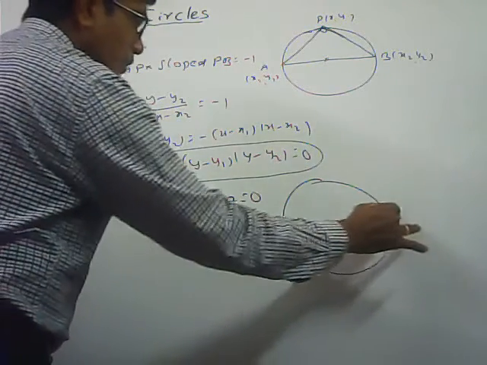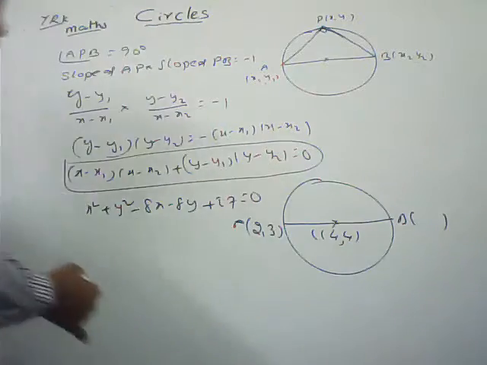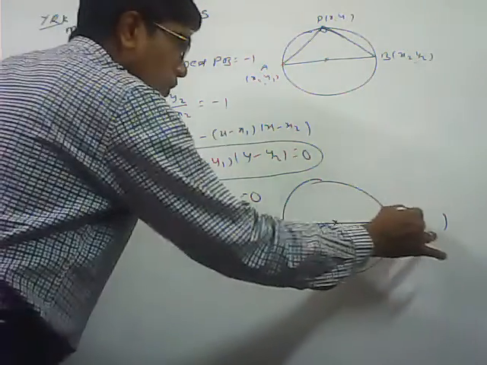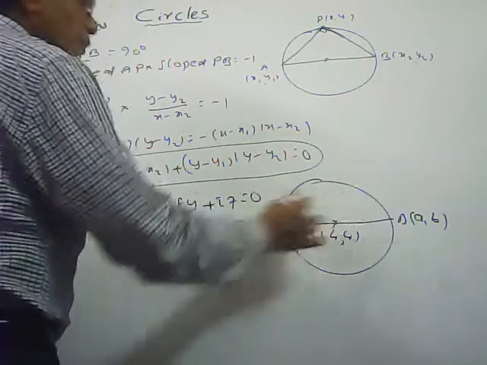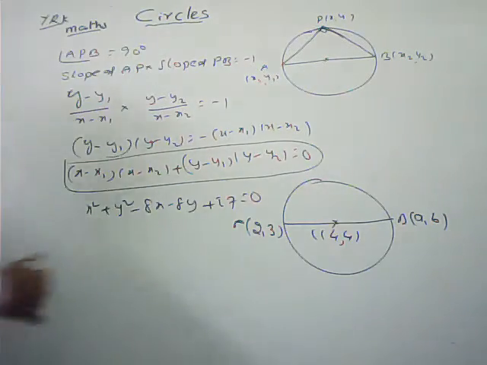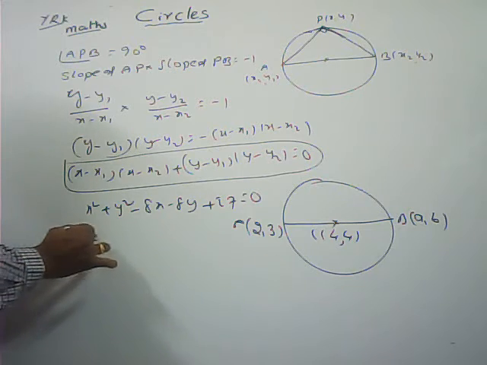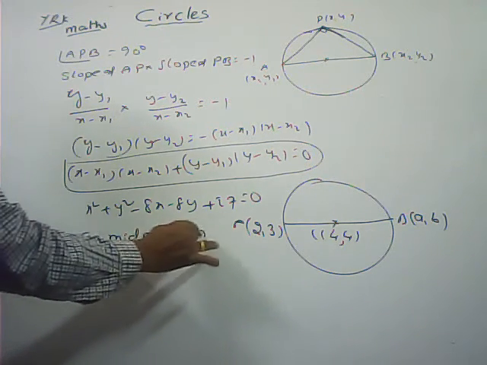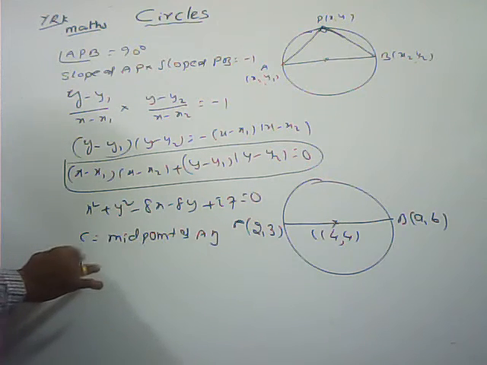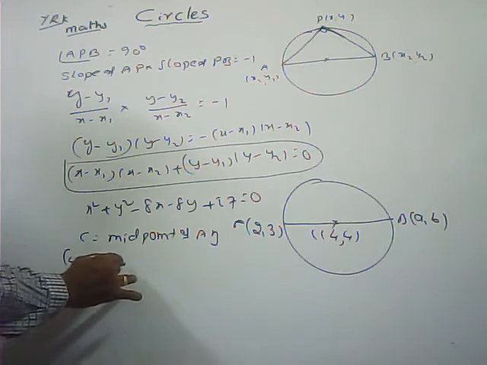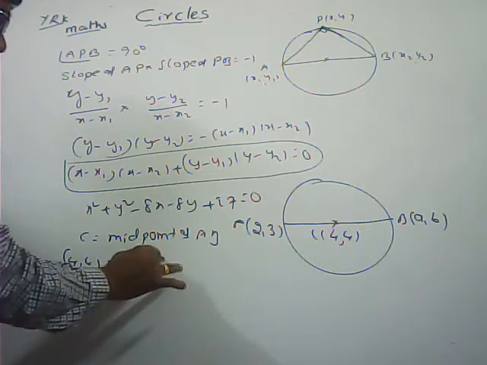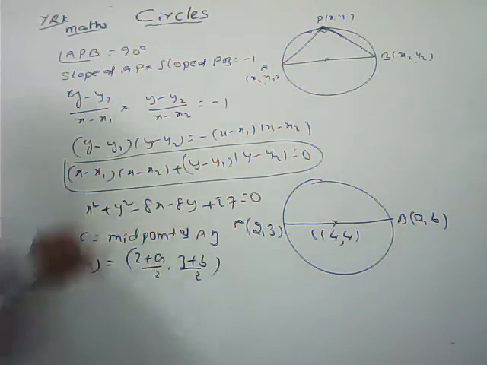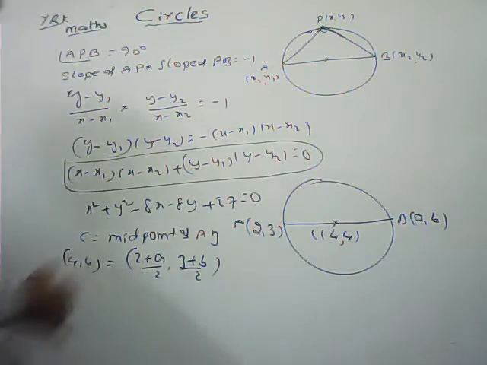Here they are asking to find the other end of the diameter of the circle. We don't have that one, let it be a comma b. If it is the diameter, its midpoint should be equal to the center only. Here C is equal to the midpoint of AB. C, that is 4 comma 4, is equal to the midpoint of AB, 2 plus a by 2, 3 plus b by 2. Midpoint formula: x1 plus x2 by 2, y1 plus y2 by 2.